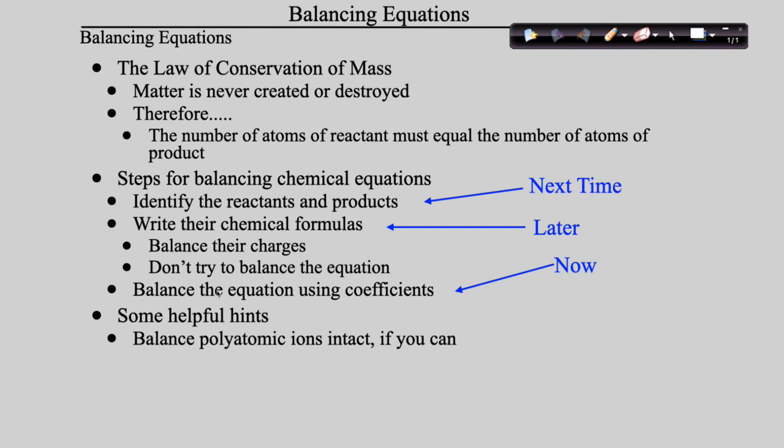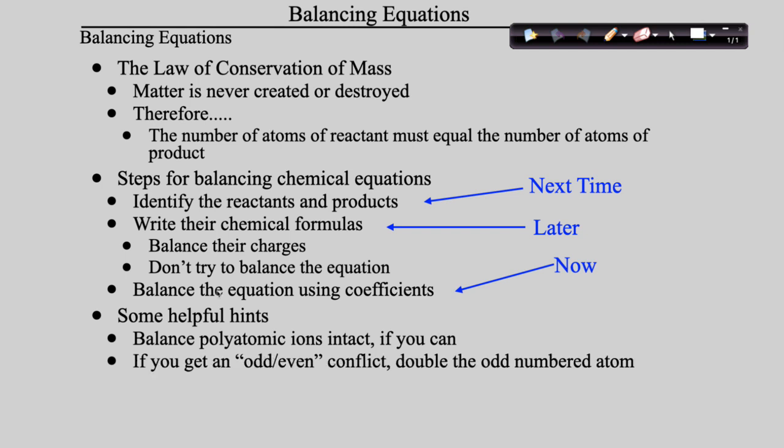But guys, you should at least understand that that's why we got out our yellow sheets, because that yellow sheet is a list of all the polyatomics that we use. And we'll balance those intact if we can. Then guys, hint number 2 is this. If you run into what I call an odd-even conflict, we're going to do some math magic. Ready for this? Odd numbers become even when you multiply them by 2. 3 turns into 6. So guys, if you run into an odd-even conflict, double the odd number and start over.